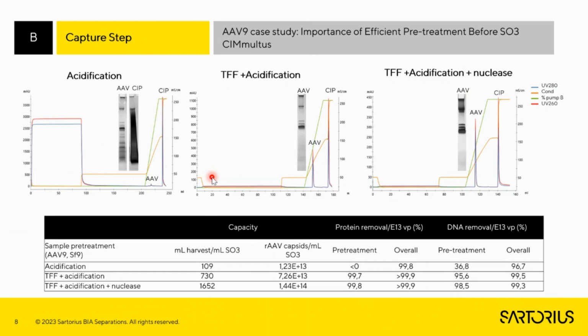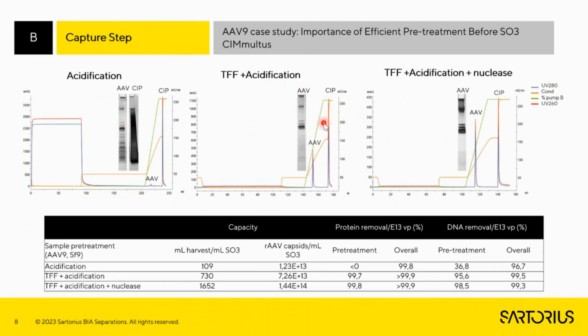As mentioned in the previous slide, here I'm showing the case study done on AAV9 serotype, which shows 3 different approaches of the pre-treatment before the SO3. So the first one is straight acidification, meaning we are just adding in the concentrated buffer to bring down the pH to 3.5. Usually during this stage, a protein precipitation occurs, which also serves as a cleaning agent. You filter out the proteins which are precipitated, and then you load it to the column.